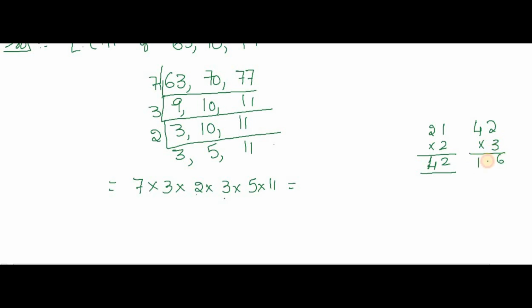3 2s are 6, 3 4s are 12. And now into 5. 5 2s are 10 plus carry 3, 13. 5 1s are 5 plus carry 1, 6.